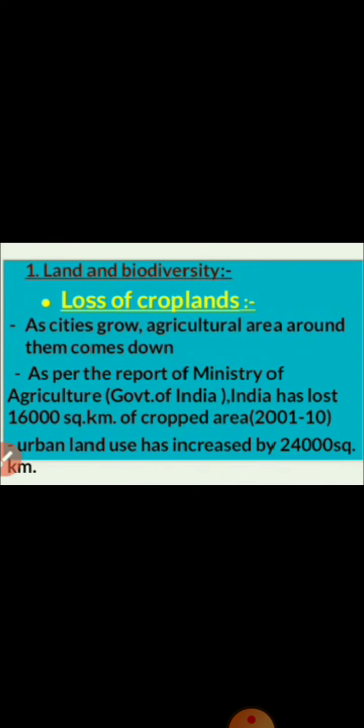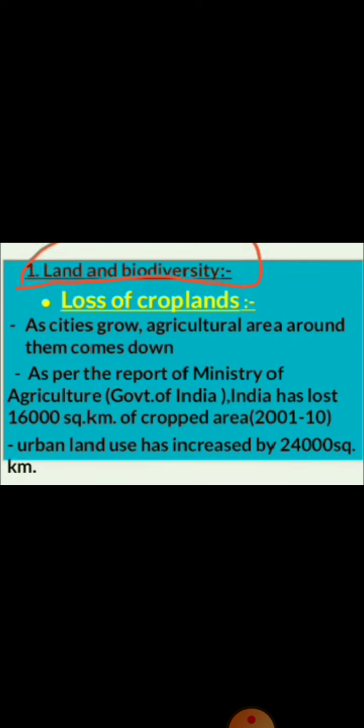Some issues are related to water. Some are related to energy, air, and climate. And some issues in urban areas are related to economy. We are going to discuss all the issues in detail. Let us start with the first point, that is urban environmental issues related to land and biodiversity.